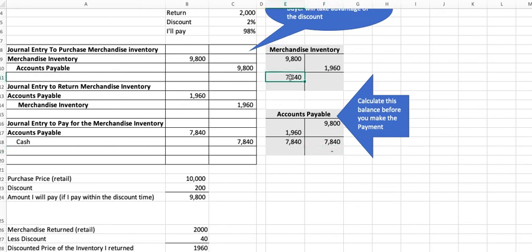I still have inventory, and then also if I had a T account for cash, my cash would have gone down by this amount, but I didn't create that here.